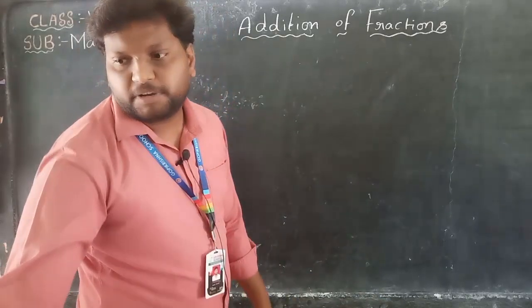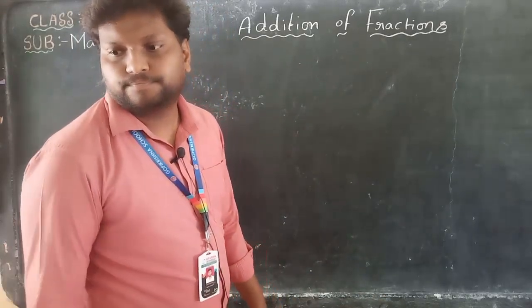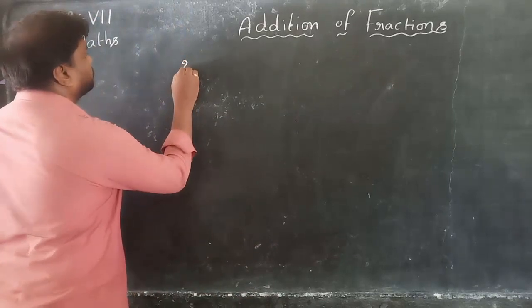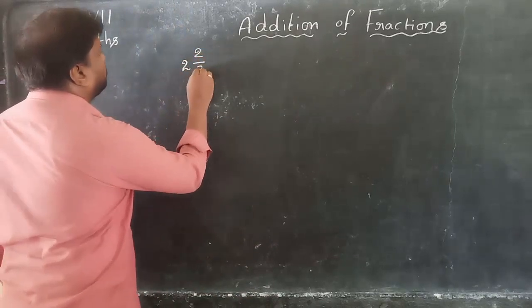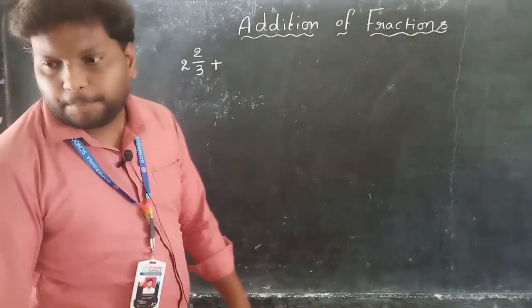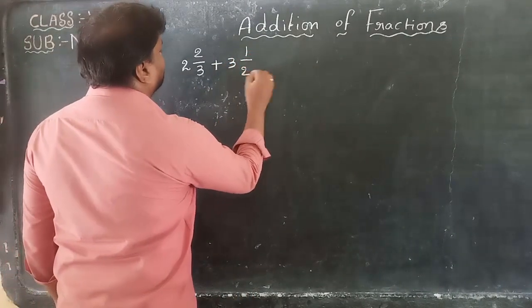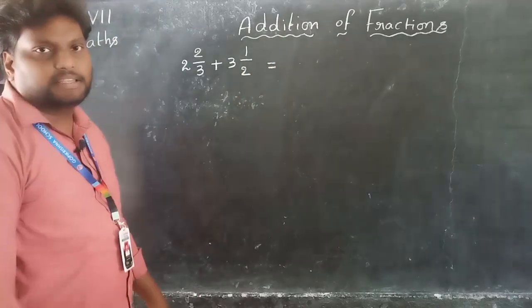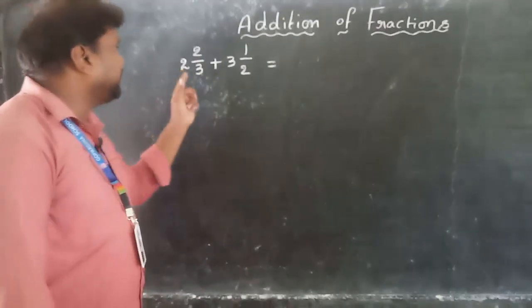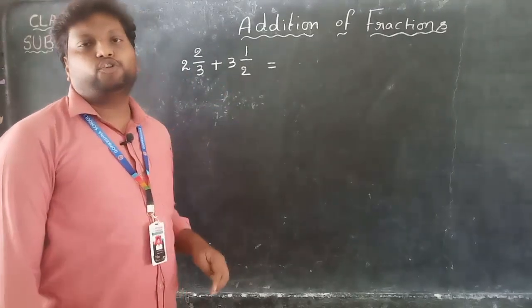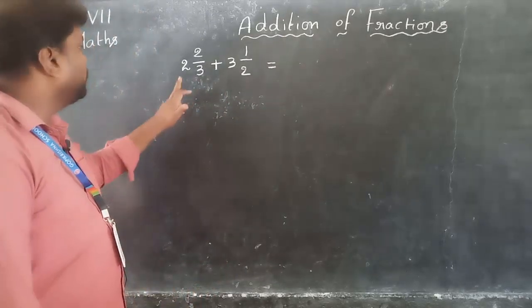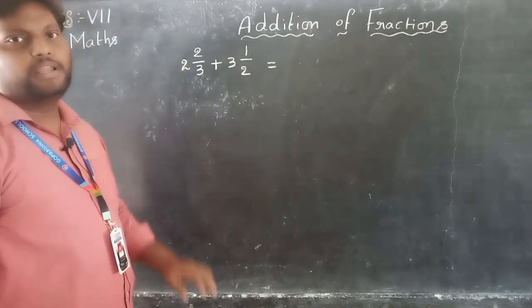Okay, we'll take some mixed fractions. 2 2/3 plus 3 1/2. First of all, we have to convert the mixed fractions into improper fractions.